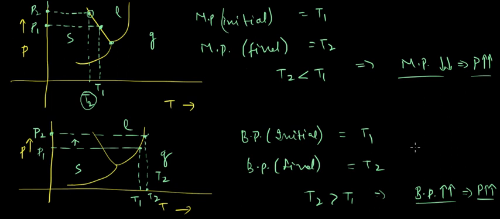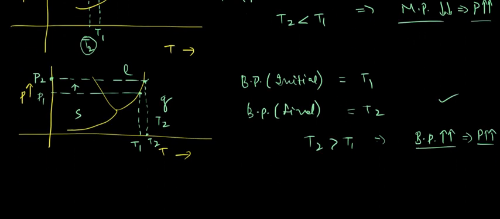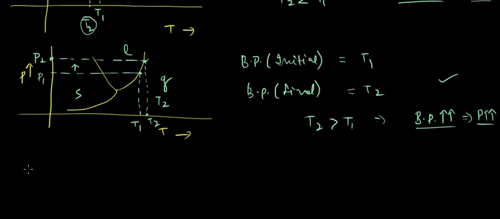So we are done with these two graphs. Now the next point: what are the favorable conditions for the melting of ice? It would be simply high pressure and high temperature. And why is this the case? We have just looked at it in the graph. I'll again explain the favorable conditions for melting of ice.